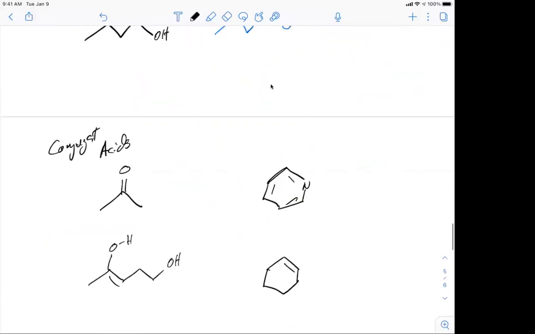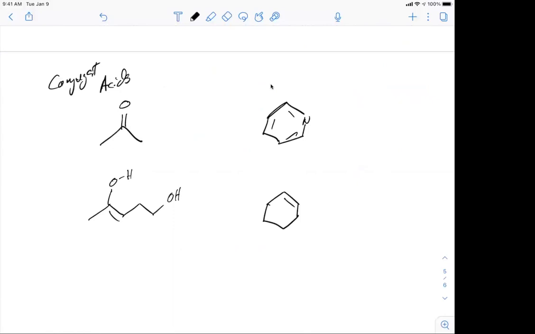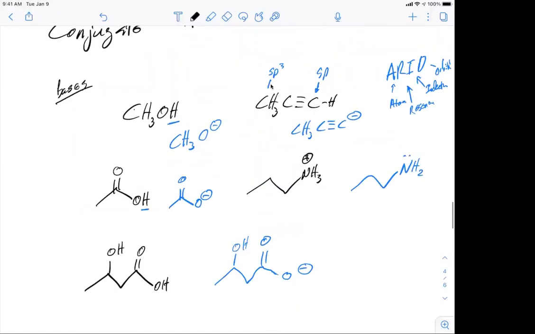Okay, let's do the conjugate acids, and I'll leave it on conjugate bases for a while. Okay, I'll leave it on bases so y'all can pick those up.